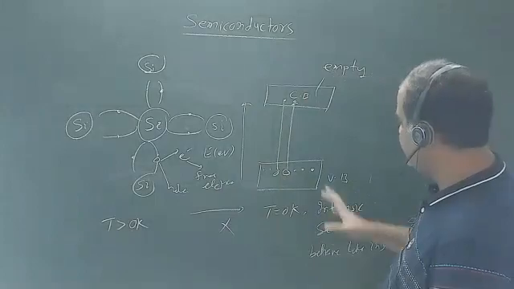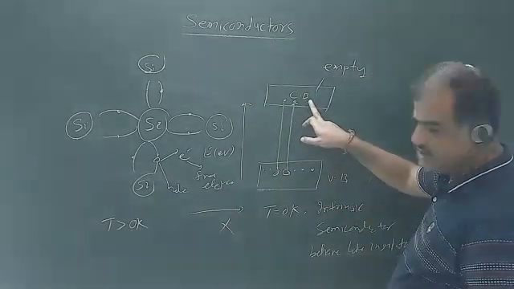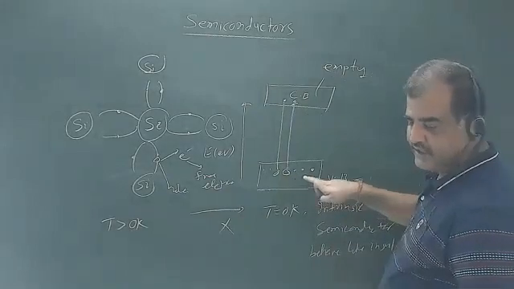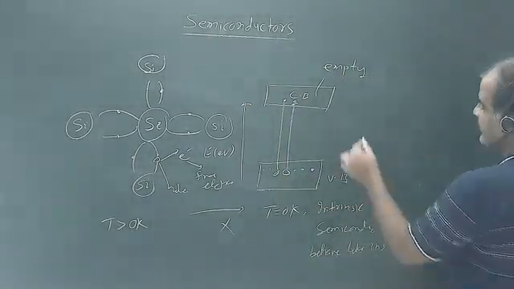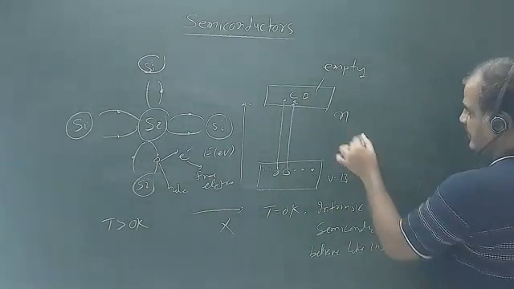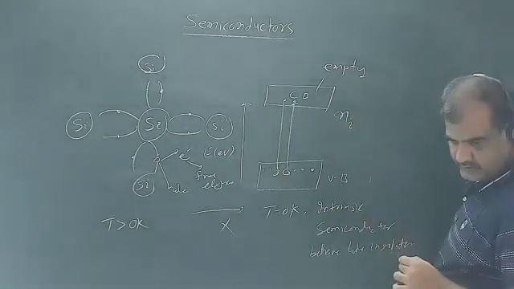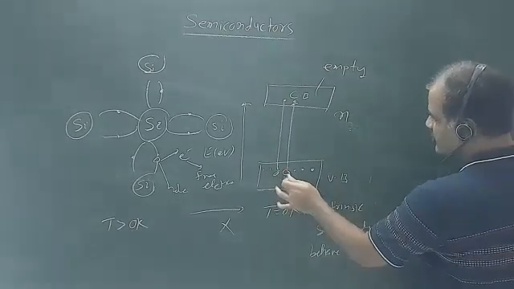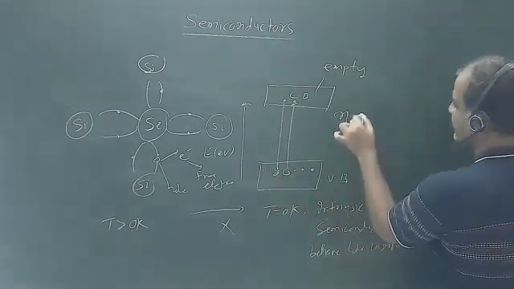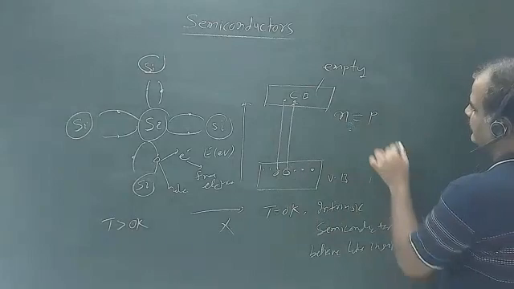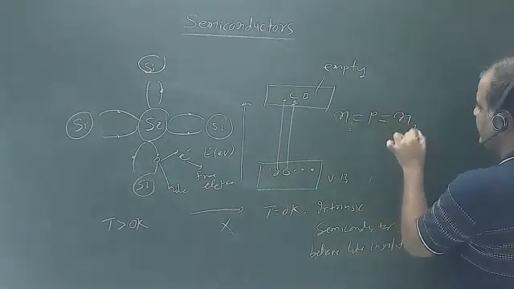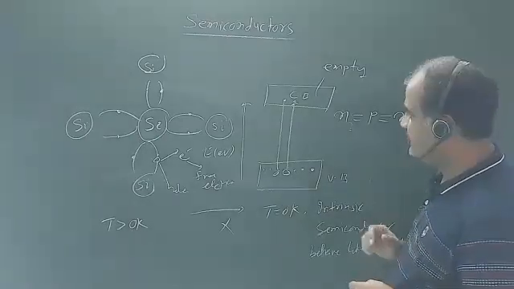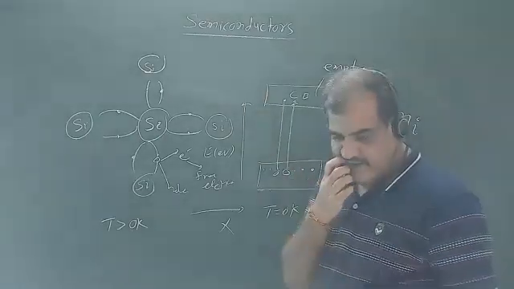That means in an intrinsic semiconductor, the concentration of electrons in the conduction band is equal to the concentration of holes in the valence band. So I can write the concentration of electrons as n, and the concentration of holes in the valence band as p. Both are equal in the case of an intrinsic semiconductor, and that is equal to the intrinsic carrier concentration, n_i. So this is my intrinsic semiconductor.